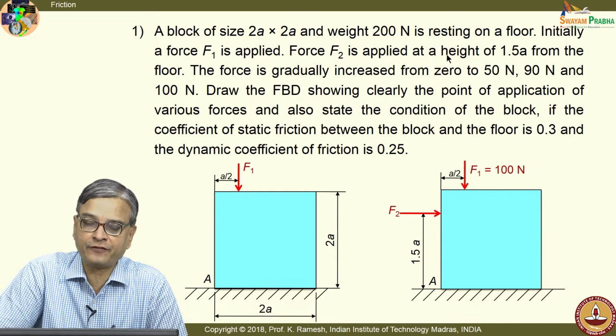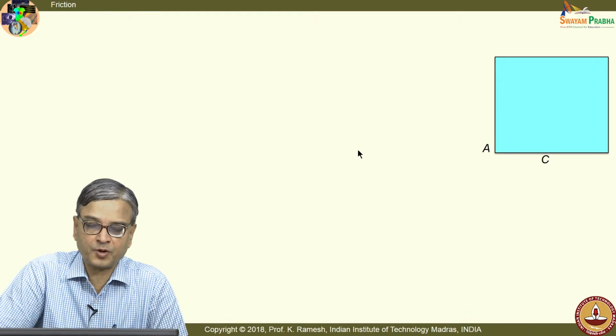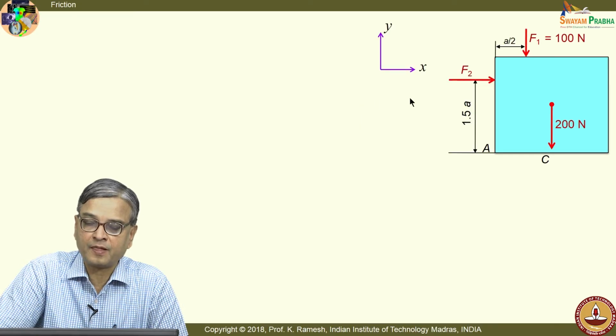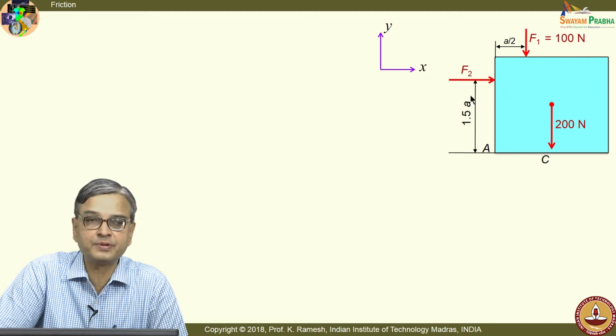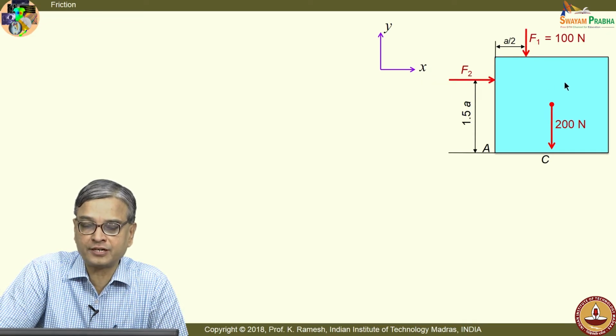The idea is for different values of F2, you have to get the position of the reaction on the block and also at what distance it will act. See, this is a problem dealing with friction. So, you have to clearly visualize which way the frictional forces would develop. The problem statement is simple and straightforward. I have force F2 which is trying to push it to the right. So, I would naturally have the frictional force developed like this.